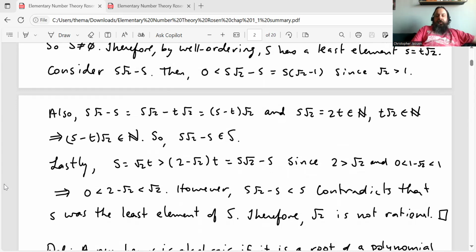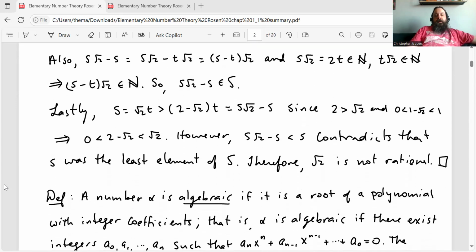And also s square root 2 is 2t, which is a natural number, and 2 times t is also a natural number, which implies that (s minus t) times square root 2 is a natural number, which means that s square root 2 minus s is an element of the set S.